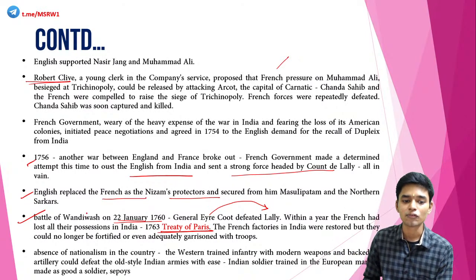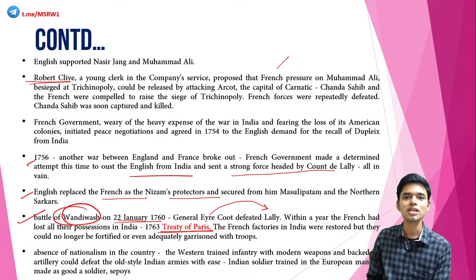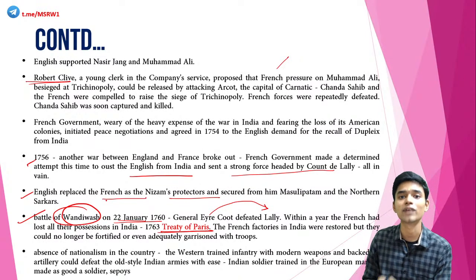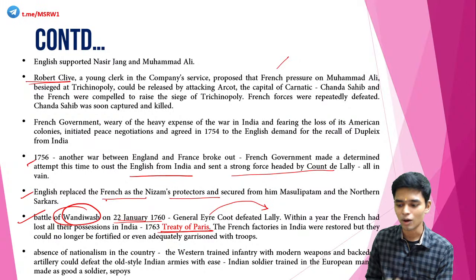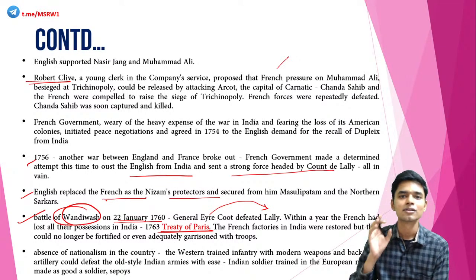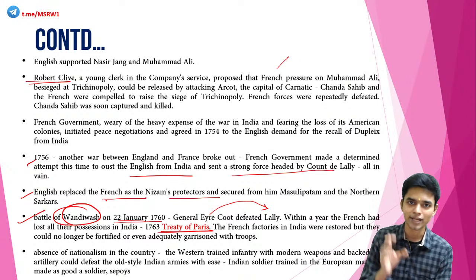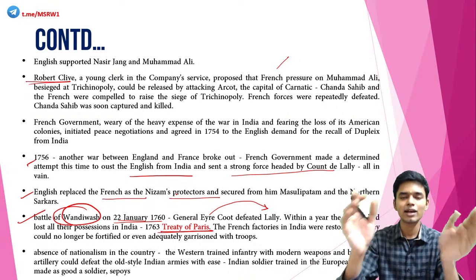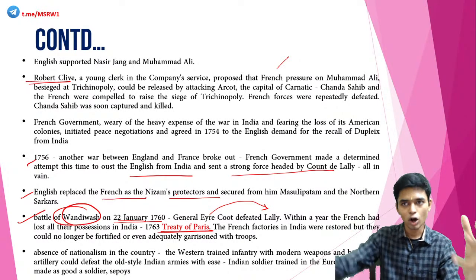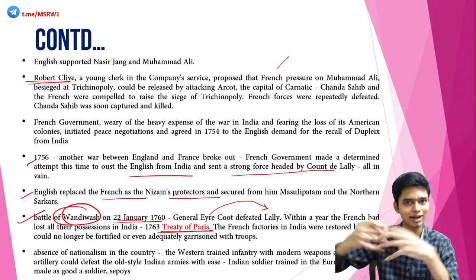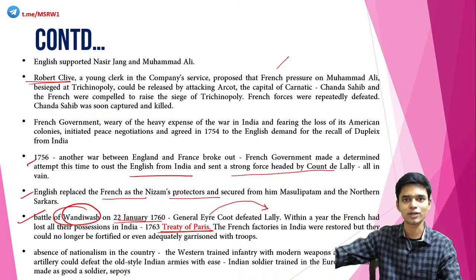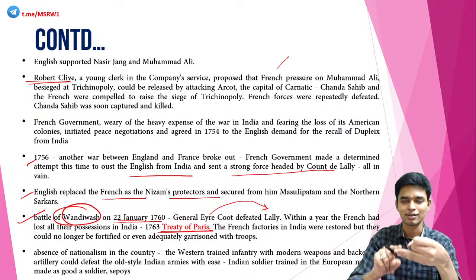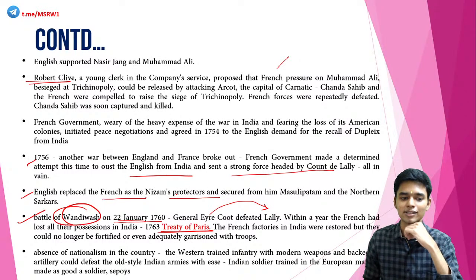The Battle of Vandivash was a very decisive and important battle in history, in the sense that it ended the ambitions of France in India. From now onwards, the British were the supreme power in India. Their main rival, France, had been routed out. So they were very careful here. After this battle, they did not take the French possessions. They gave them back to France only, on the condition that they would never be fortified and no proper garrisons would be kept in these factories.